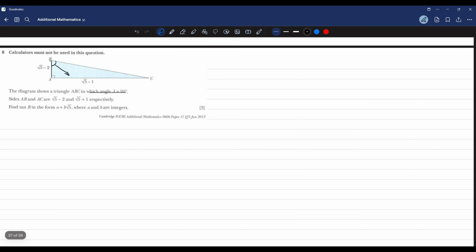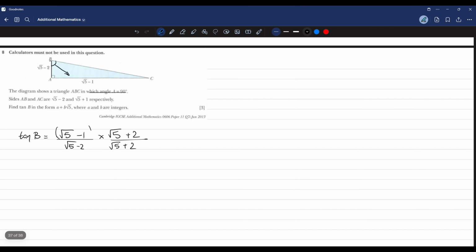So I'm going to simply solve this by saying tan B equals opposite, which is under root 5 minus 1, divided by adjacent, which is under root 5 minus 2. Now again, we could write it in this form, but it's not acceptable for an under root to be in the denominator. So we multiply it by the conjugate surd, under root 5 plus 2 divided by under root 5 plus 2.